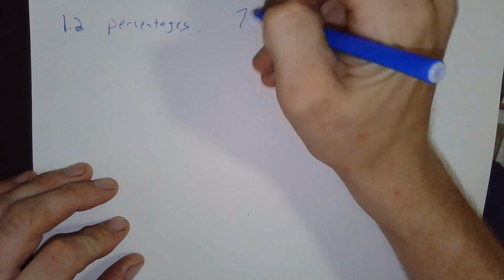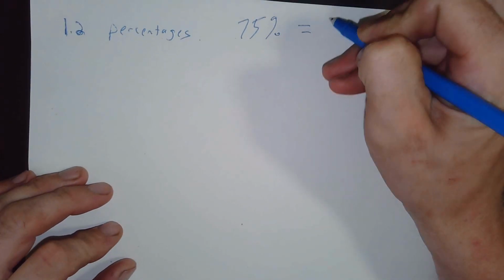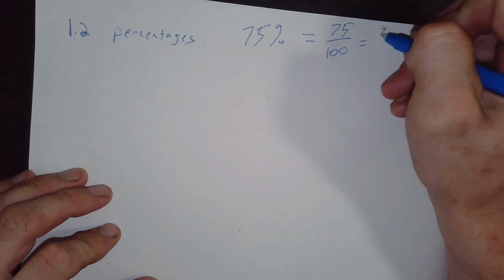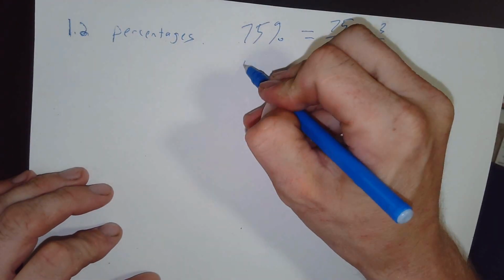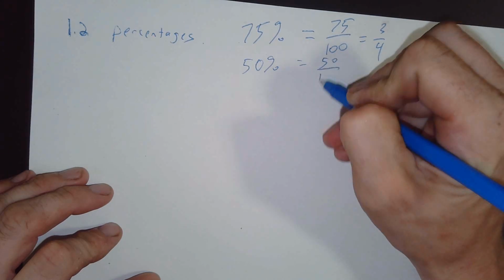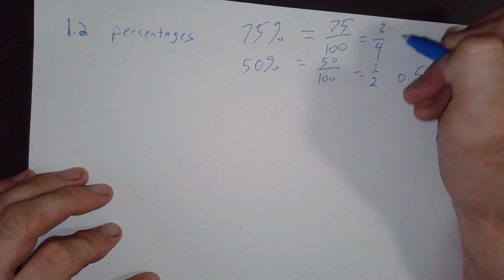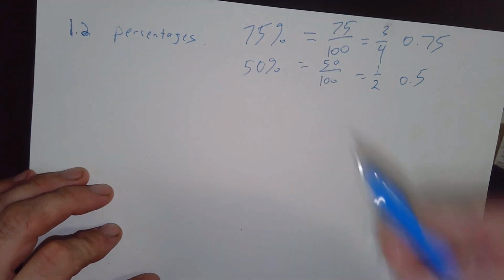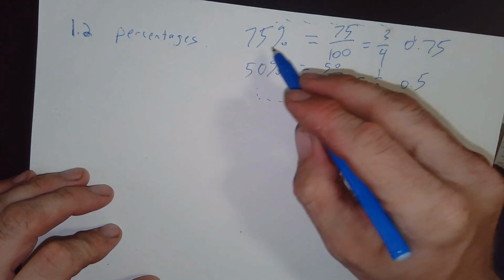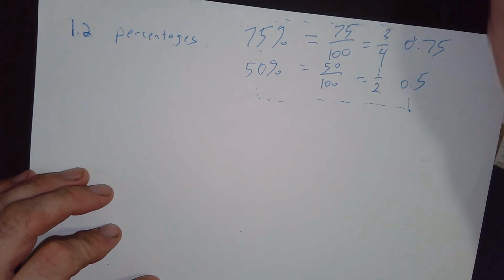So like 75% is actually like 75 over 100, which is actually 3/4, right? 50% is 50 over 100, which is actually 1/2, or 0.5. This would be 0.75. All right, so if you notice, to go from percentage to decimal, all you got to do is divide the percentage by 100, right? And that gives you your decimal.